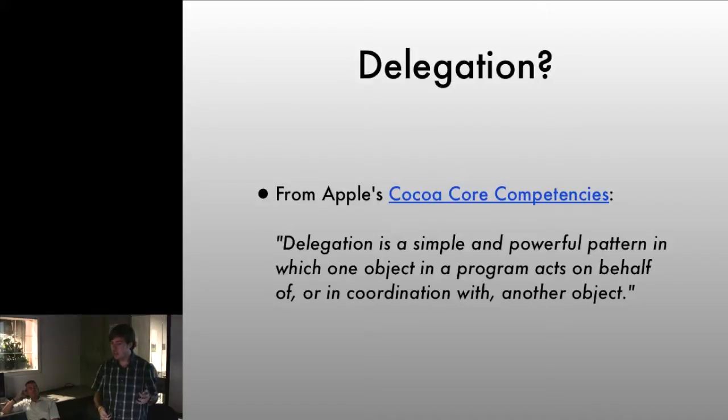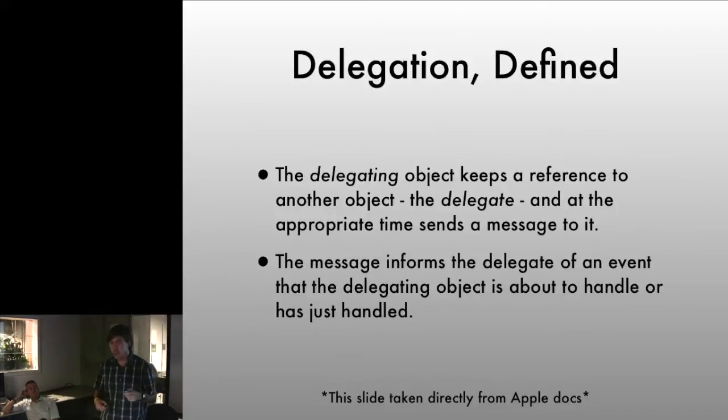So you may wonder why this is kind of useful. A slightly more precise definition is that there is one object that's doing the delegating, and it keeps a reference to some other object. That object is the delegate. Usually pronounced delegate, actually, but just to be clear with the pronunciation. And when certain things happen, the delegating object sends messages to the delegate. That message tells the delegate, hey, some event happened, you should do some processing on this. Or maybe some event's about to happen and you should be prepared to handle something.